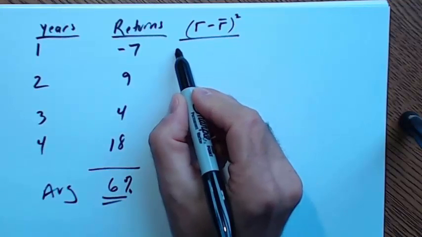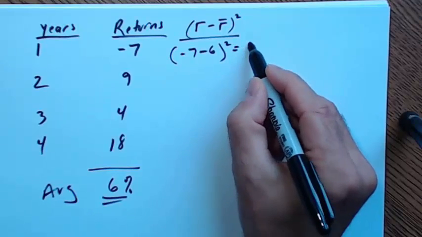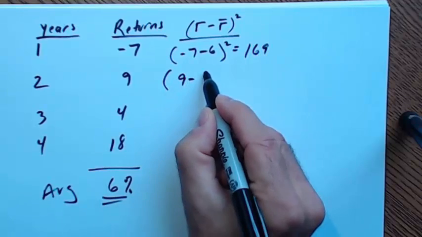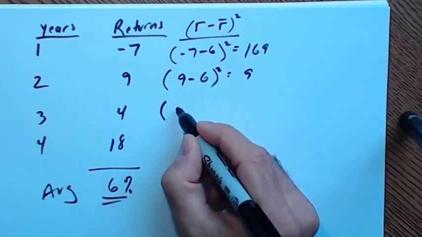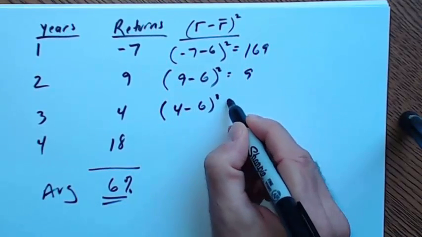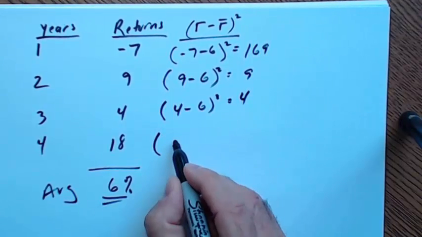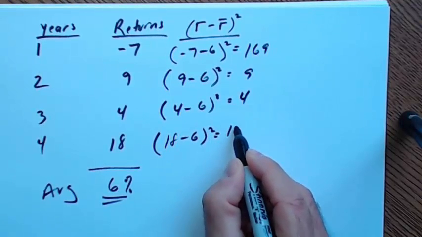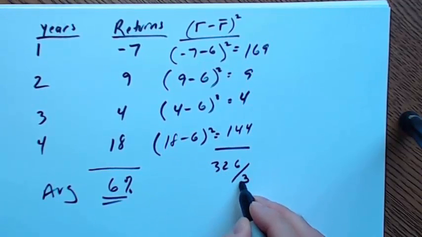And so what we're going to get here is minus 7 minus 6 squared, right, is 169. And then we're going to take the 9 minus the 6 squared here, get 9. 4 minus 6 squared is 4. And then 18 minus 6 squared is 144. We add that up, we get 326 divided by 3. Now, to calculate the variance.